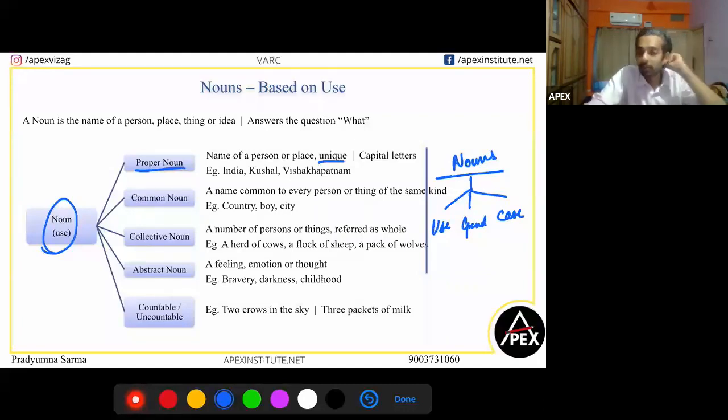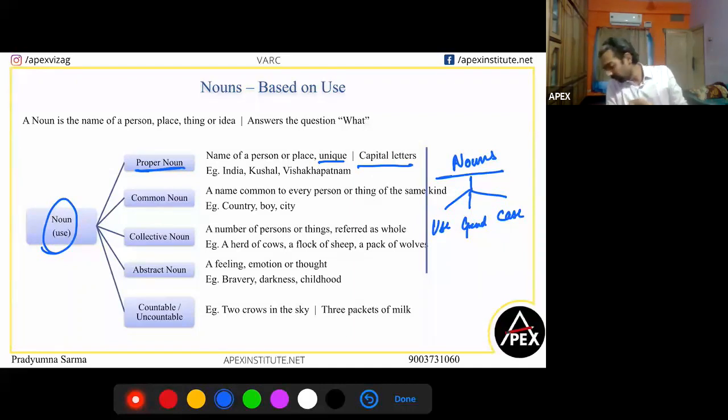All right, if you're making notes, you don't need to copy everything from the slide. You can just copy what I'm writing down or what I'm underlining. Those are the important parts. Okay, all right. So if we look at examples of proper nouns, one example can be India. Okay, because India is unique. There's only one country called India, no?